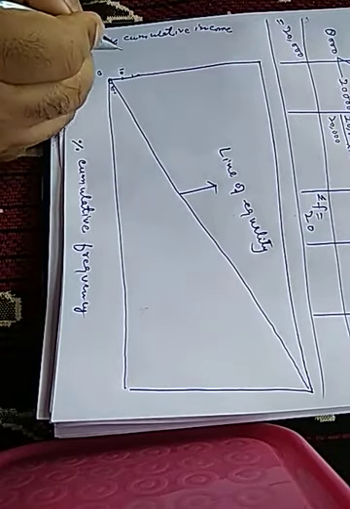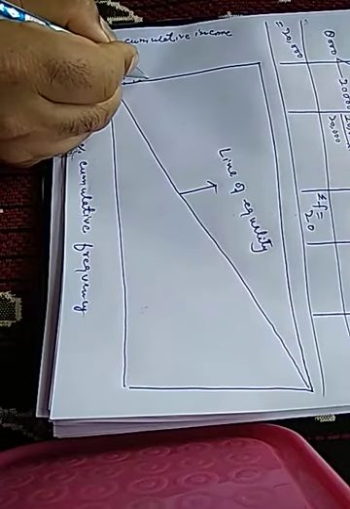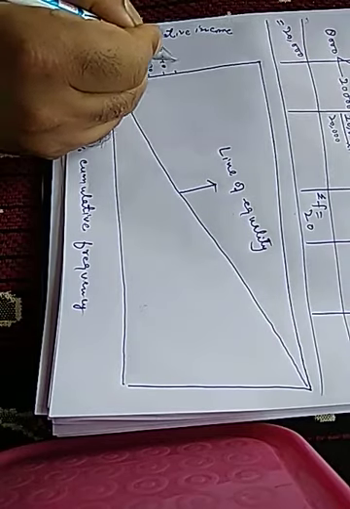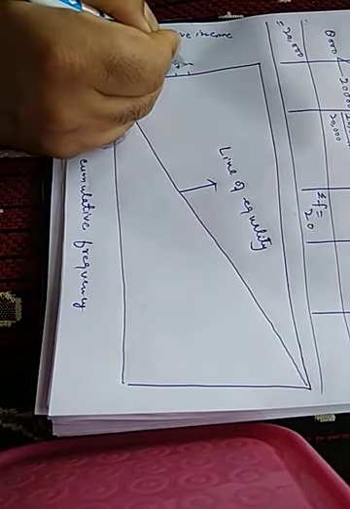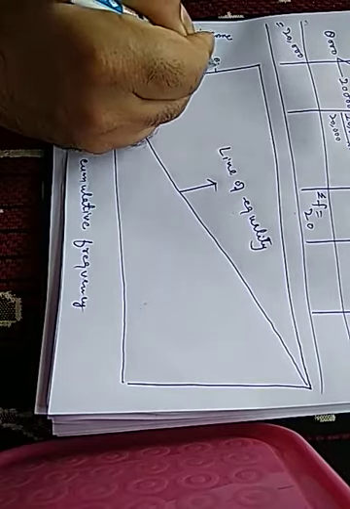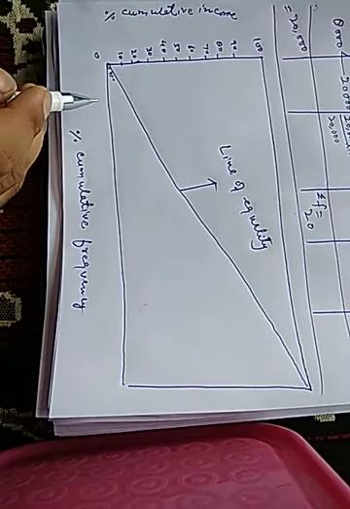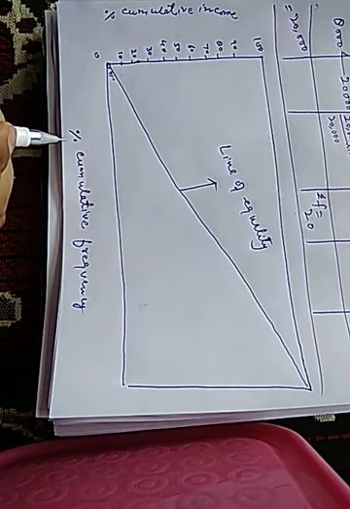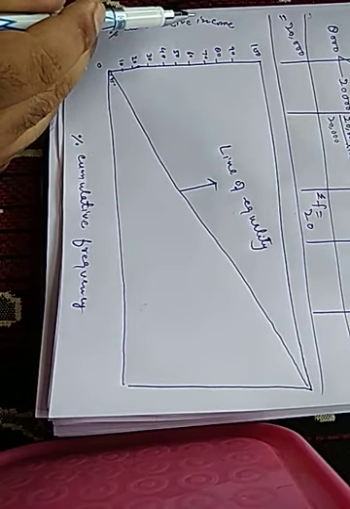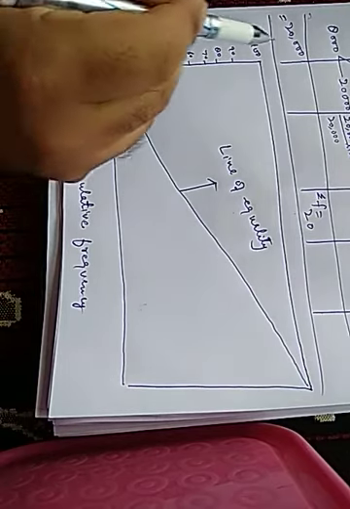Ten, 20, 30, 40, 50, 60, 70, 80, 90 and 100%. Similarly, write the values of percentage cumulative frequency on horizontal axis. This was percentage cumulative value of variable such as income on y-axis, on vertical axis.